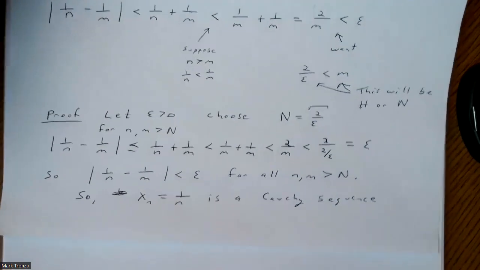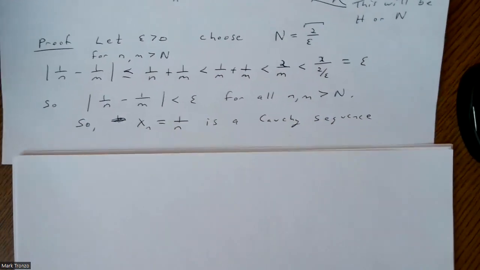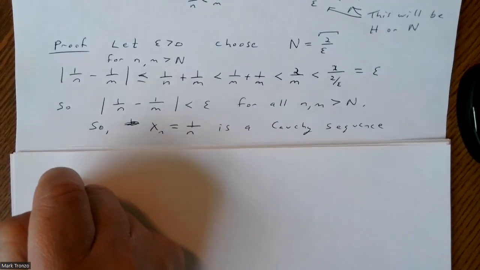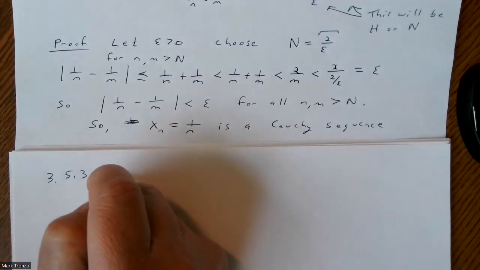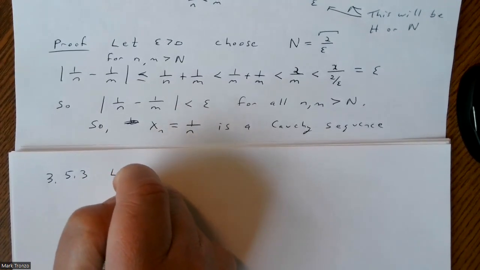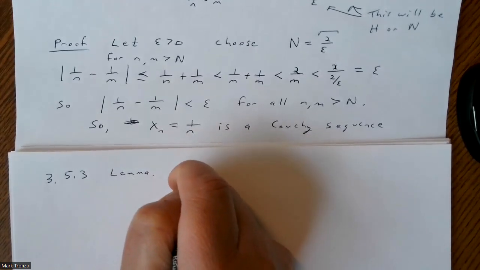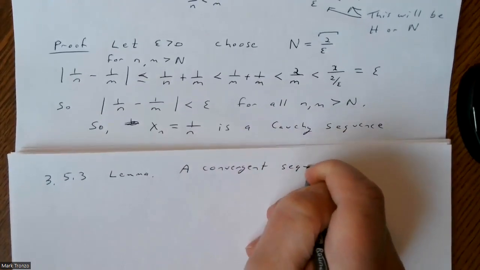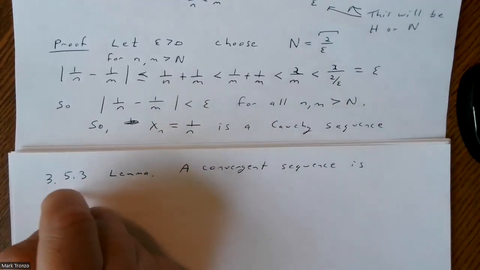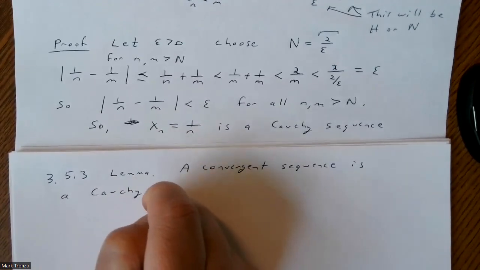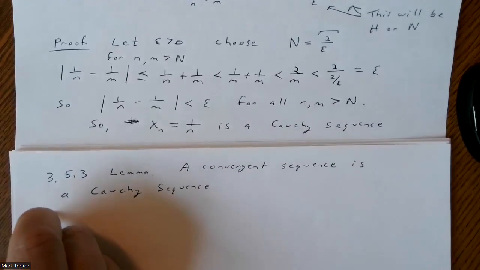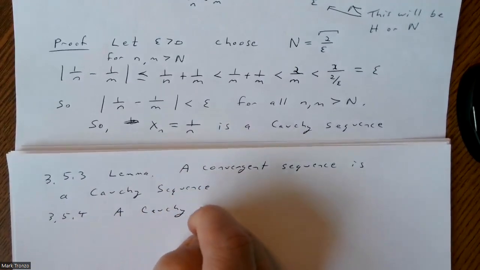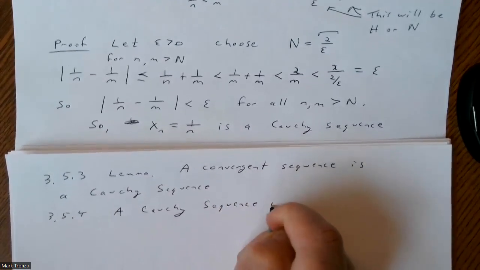Okay, let's do a couple of theorems related to this, and the reason why we're interested in this. Let me do these quickly, and I'll write it informally now and more formally later. A convergent sequence is a Cauchy sequence. In other words, if it's convergent, it's Cauchy. And then 3.5.4, a Cauchy sequence is convergent.